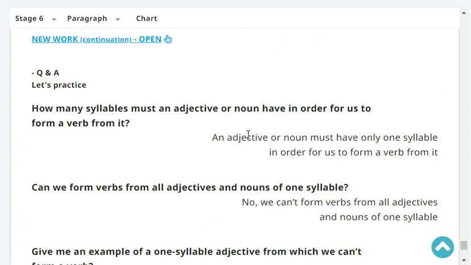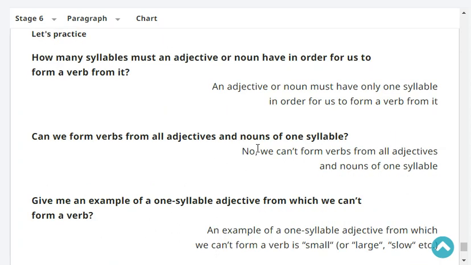Very good. How many syllables must an adjective or noun have in order for us to form a verb from it? An adjective or noun must have only one syllable in order for us to form a verb from it.